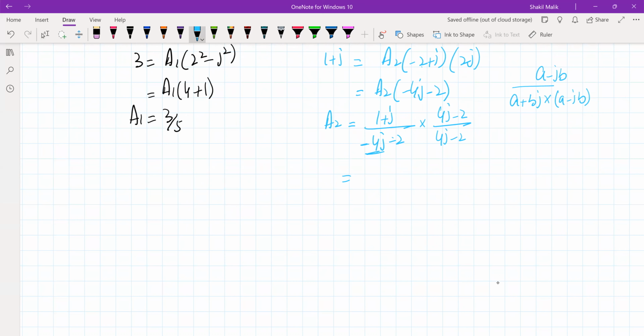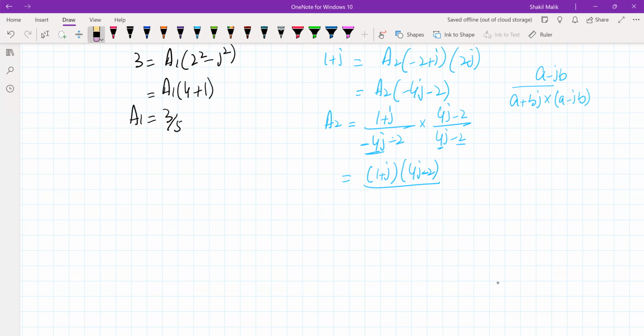So if you simplify this a little bit, what we'll get? It will be 1 plus j into 4j minus 2, divided by... it is a minus b, a plus b. Sorry, this should be a plus b. Here a is minus 2, b is 4j. Okay, so let me rewrite this first so you understand this.